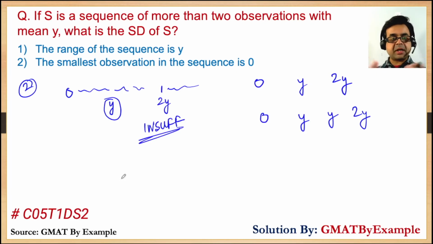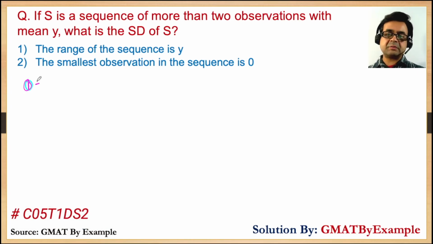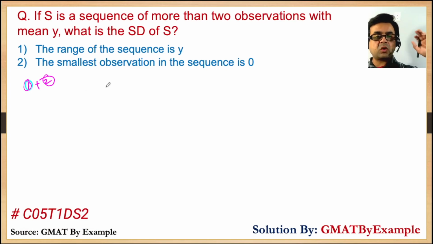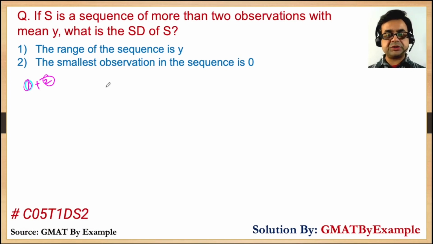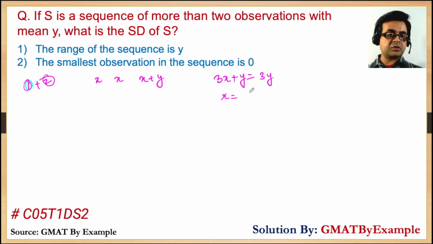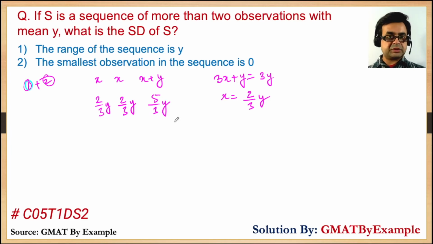So now let's combine these two statements and see if that helps us answer the question a little bit. Okay, so let's combine statements 1 and 2, and let's see if that helps us answer the question. So for statement 1, if you recall the kind of equations we came up with, we started with x and x plus y. And by equating this to the mean, x is going to be 2 divided by 3y, which gave us this sequence, right?